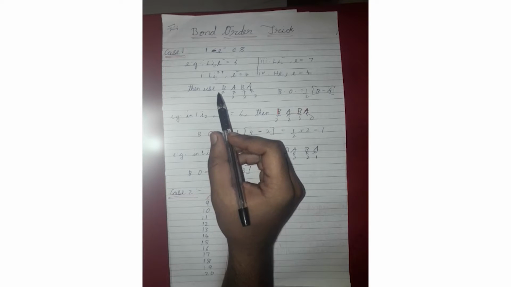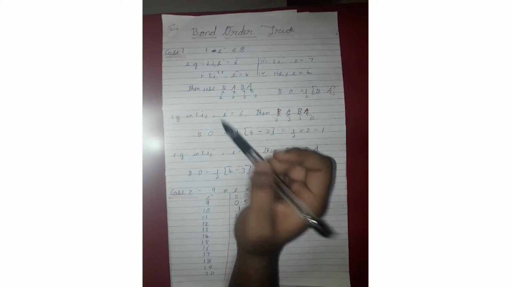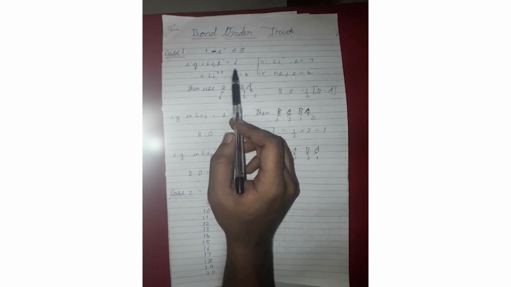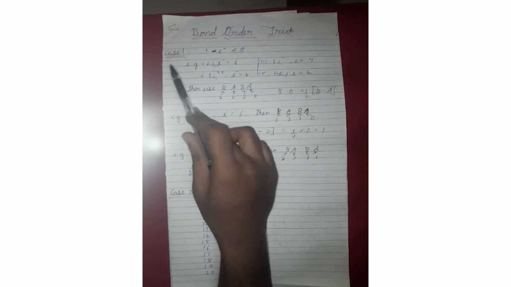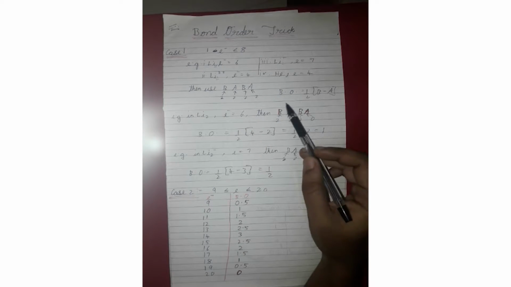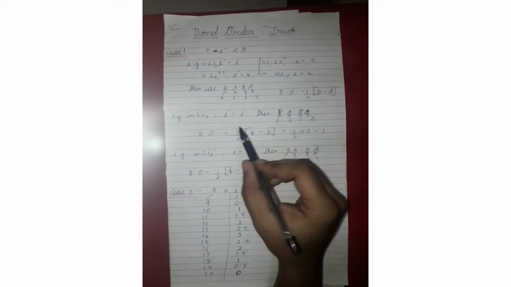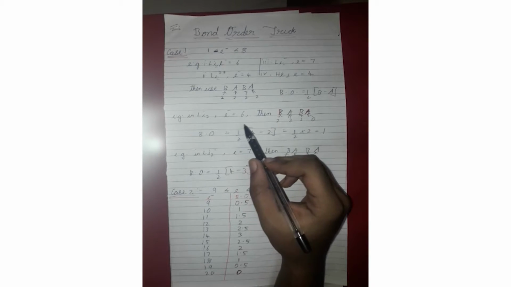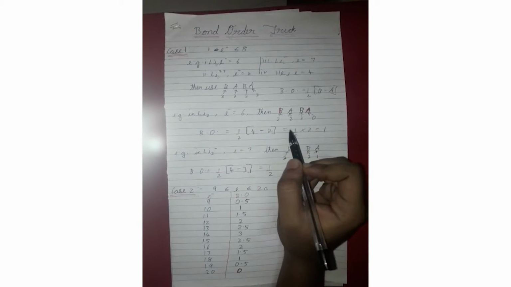For case 1, we will find the number of electrons in an atom or element. Like in here, in Li2, there are 6 electrons in total. So if there are 6 electrons in an atom, it will fall into case 1 and we will use the BABA rule. In the BABA rule, to find bond order, we will assign the number of electrons to B, A, B, A.